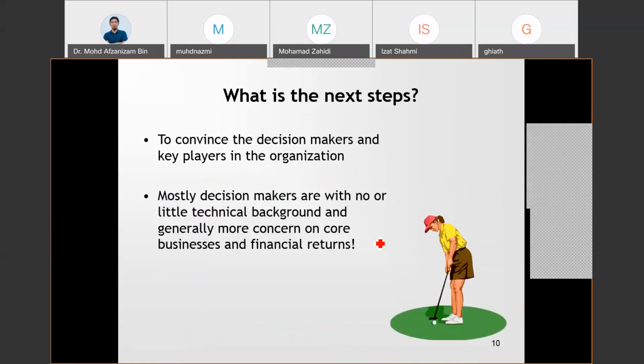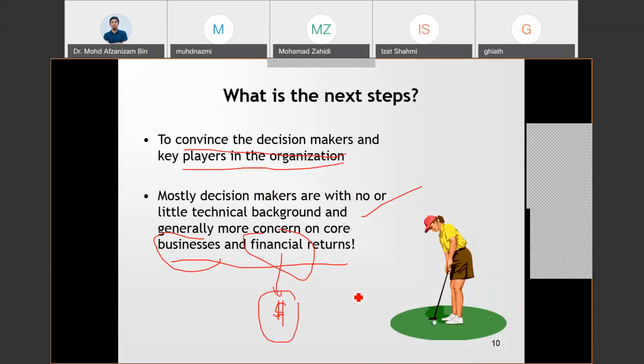Okay, and then after you get your best recommendation, try to convince a decision maker, especially in the organization. Most decision makers have little or no technical background, and are generally more concerned with business and financial return. So this is the thing: we need to convert all the proposals into the form of money. Okay, because some of them do not have an engineering background, so they do not appreciate things related to kilowatt hours, perhaps in terms of the utilization or the kilowatt, or whatever time you save, but convert it into the form of money. Okay.